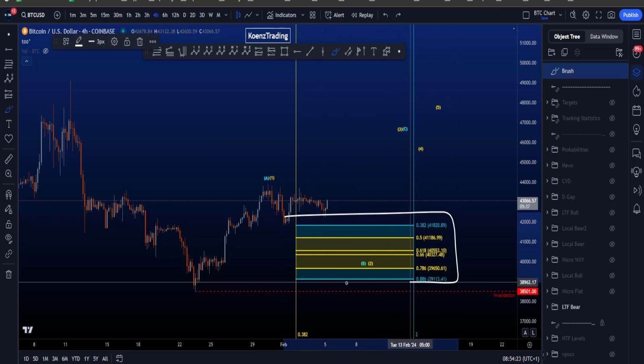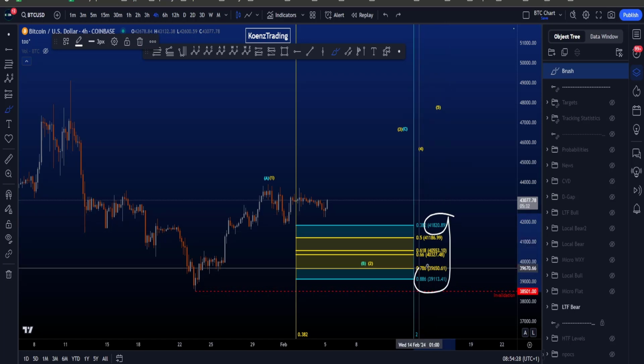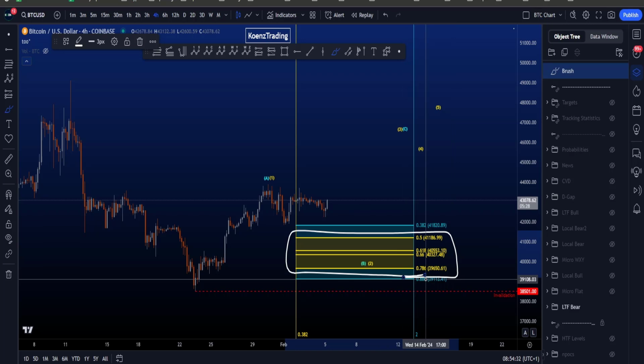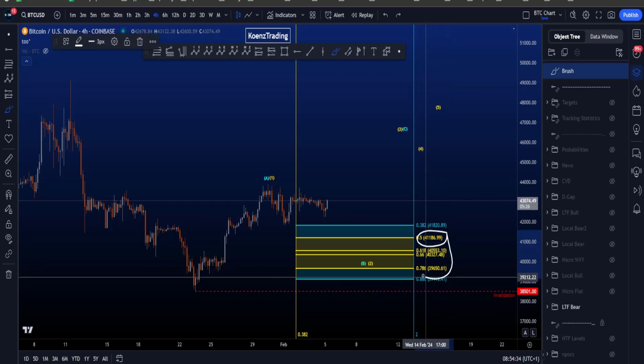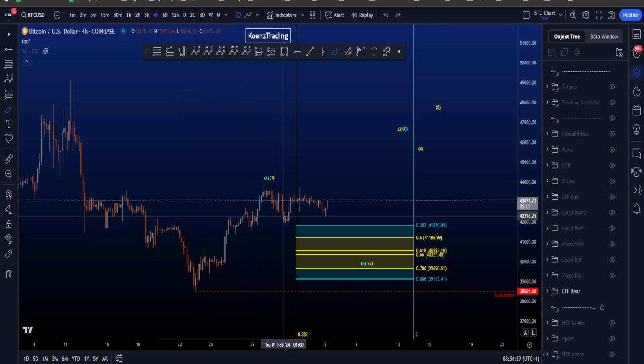Common target for a wave B is between the 0.382 and the 0.886 Fibonacci, 41.8k to 39.1k. Common target for wave 2 is between the 0.5 and the 0.786, between 41.1k and 39.6k. Fibs are taken from the low to the high of A or 1.